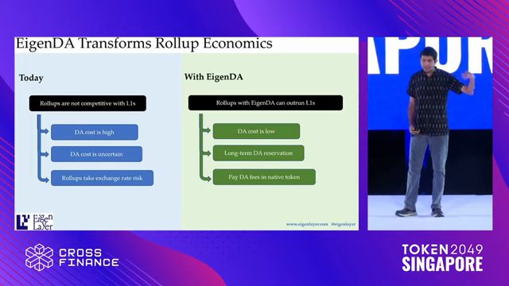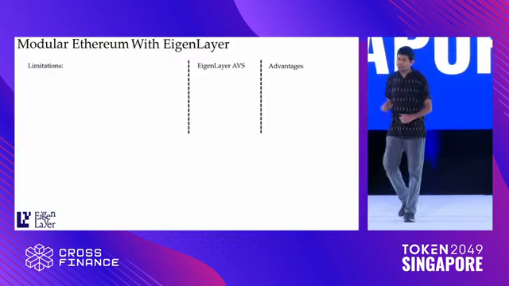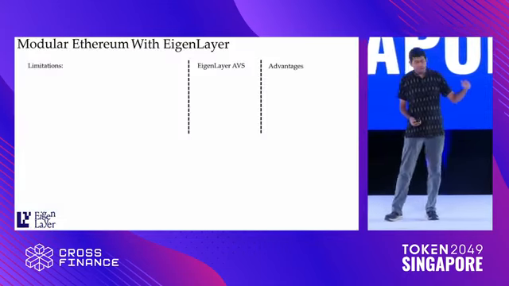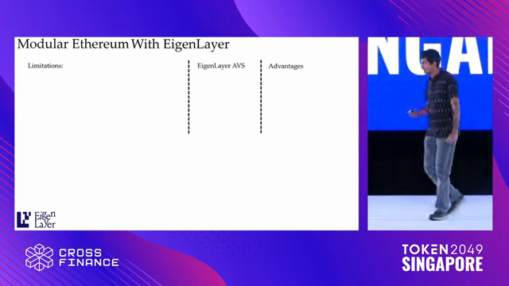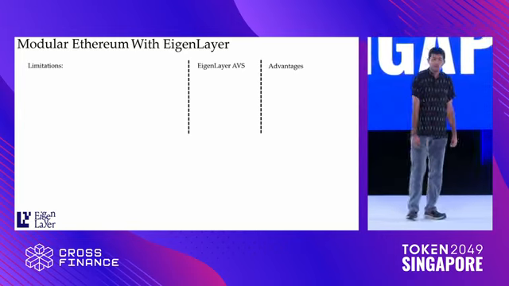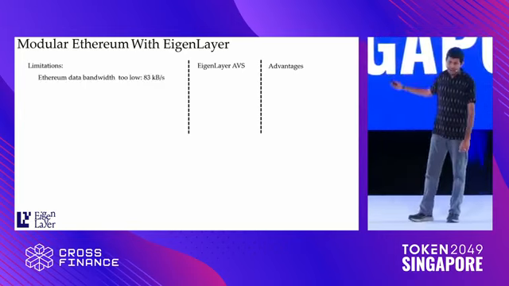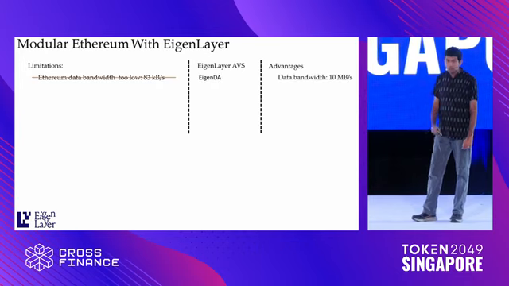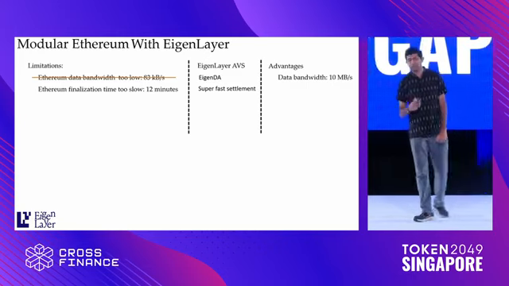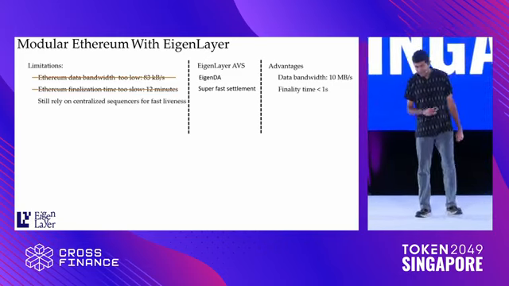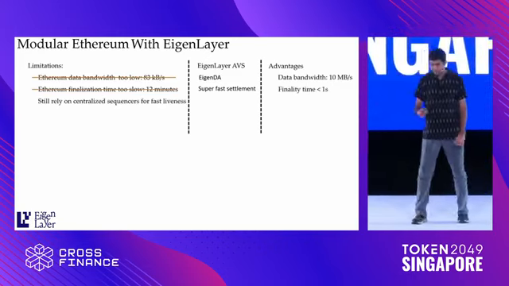Beyond EigenDA, EigenLayer transforms the modular Ethereum landscape. Lots of limitations that you have today can be removed using EigenLayer. So if you integrate with EigenDA, as these new features start coming up, you can actually use them. I highlighted already that data bandwidth issue. Finalization time is too slow. You can actually build super fast settlement on Ethereum using EigenLayer. Many teams are working on many of these things.